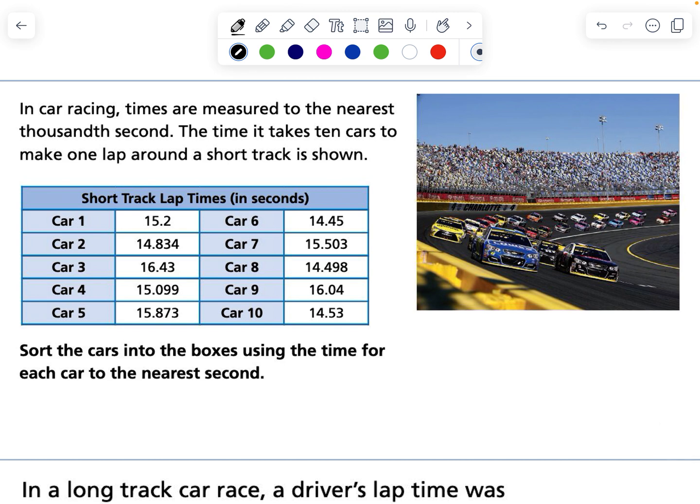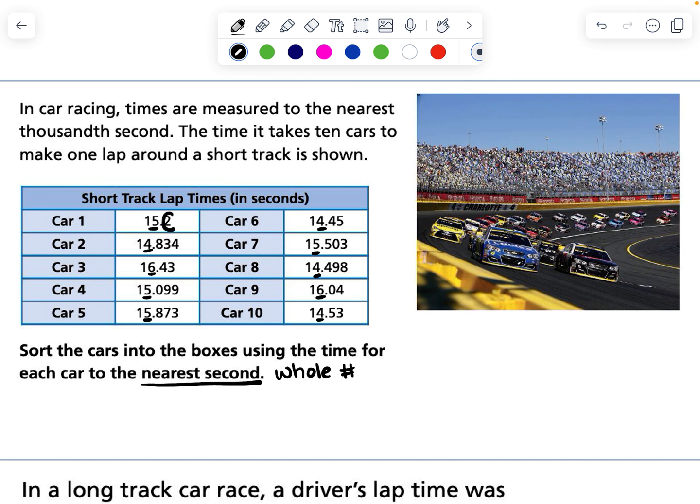If we're looking at car racing times measured to the nearest thousandth of a second, the time it takes 10 cars to make one lap around a short track is going to be shown. If we sort these, rounding to the nearest second, we're going to use the nearest second as the whole number. Find each whole number, underline the digit to the left of your decimal place, and we are going to categorize them into boxes based on what whole number they round to.